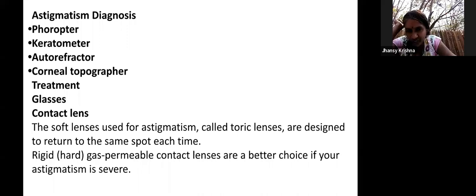They are designed in such a way that light rays return to the same spot each time. Second type of contact lenses are rigid hard lenses. This is a better choice if astigmatism is severe.